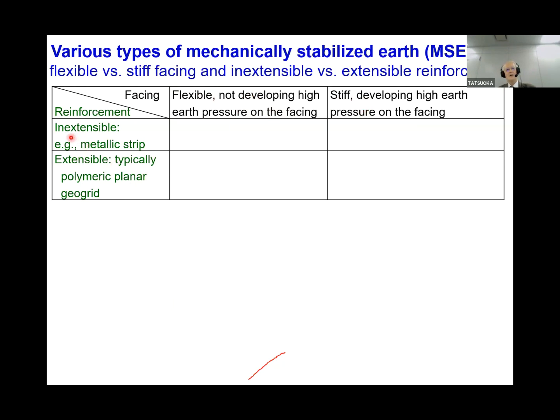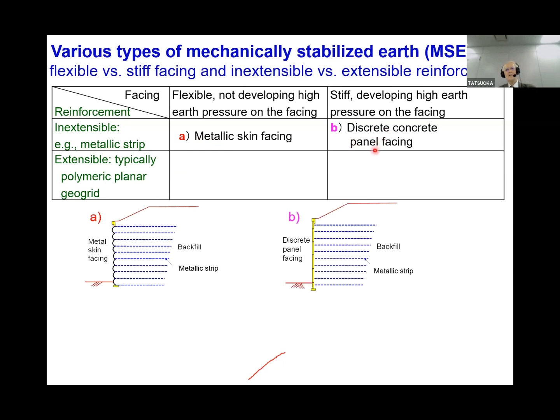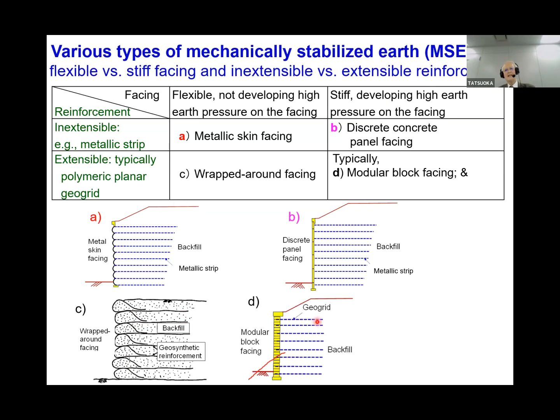The other factor is inextensible reinforcement or extensible reinforcement. The typical inextensible one is a metallic strip, and the typical extensible one is a polymer planar grid. This one is the metallic skin facing, tailor-made. B is a discrete panel facing. This is also tailor-made. C is a wrap-around facing with a grid reinforcement. And this D is a modular block facing and grid reinforcement.